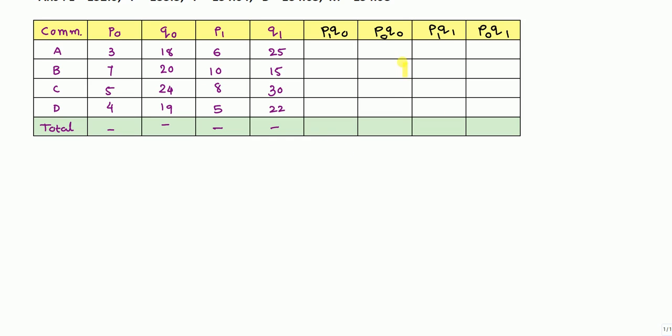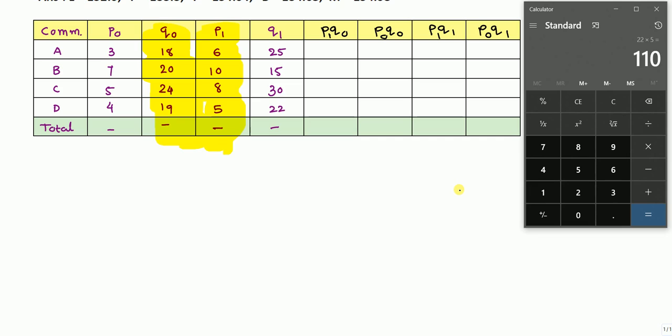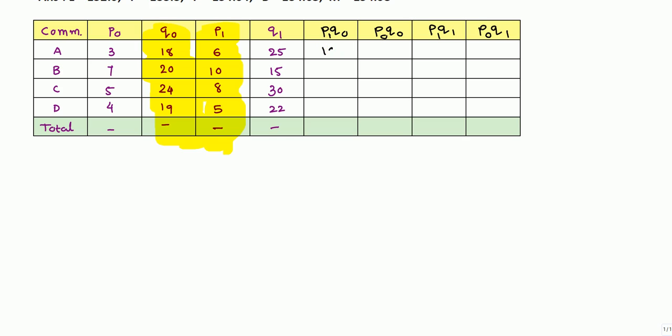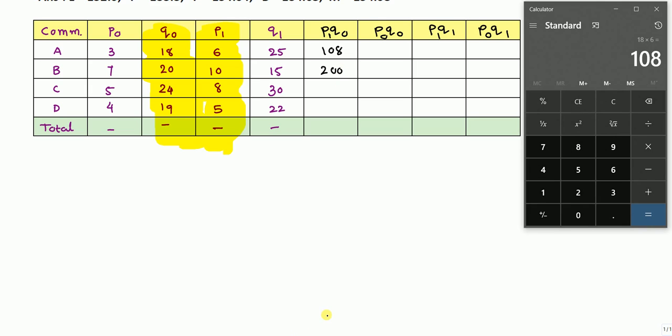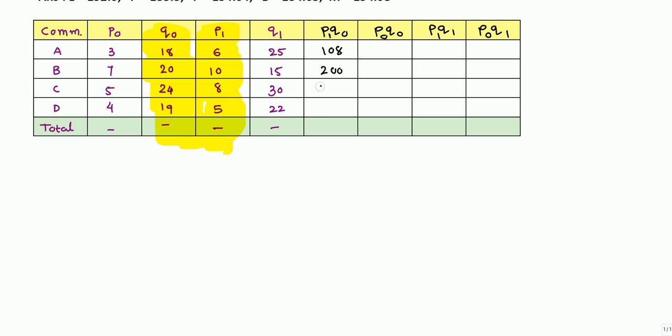Now the product P1 and Q0. This is P1 and Q0, Q0 means this column. We have to multiply these two columns. First 18 into 6 gives us 108. Then 10 into 20, 200. 24 into 8, 192. And 19 fives are 95. At last we will take the total of all.